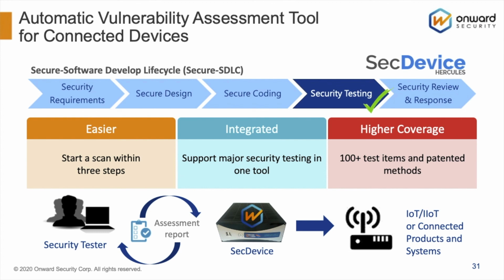And we also support fuzzing tests. We can generate many different kinds of fuzzing patterns to perform the fuzzing test. We will send malformed data or malformed packets to your devices, and we will monitor the status of the device. Sometimes we just send one packet to your device and your device will crash. Okay, it means it is a vulnerability. So the SecDevice also supports the fuzzing test.